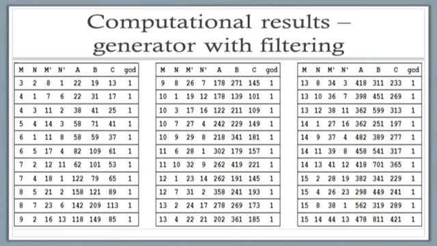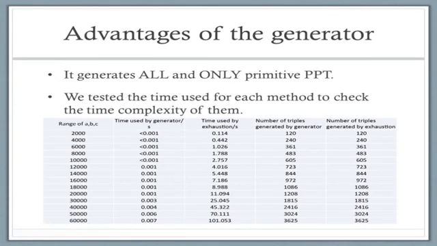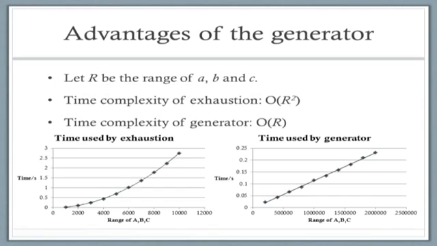Therefore, using this transformation, we can now generate all and only primitive PPT satisfying the equation as said before. And for this generator, we have compared the time complexity for this generator and using exhaustion for finding primitive PPT. And we find that the time complexity of using exhaustion is O(R squared), and the time complexity of our generator is O(R). Therefore, our generator can generate primitive PPT much faster.